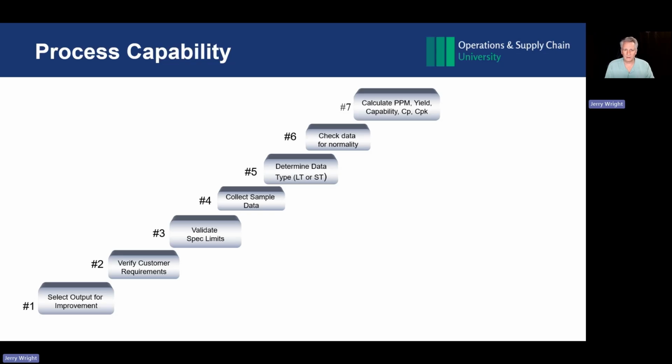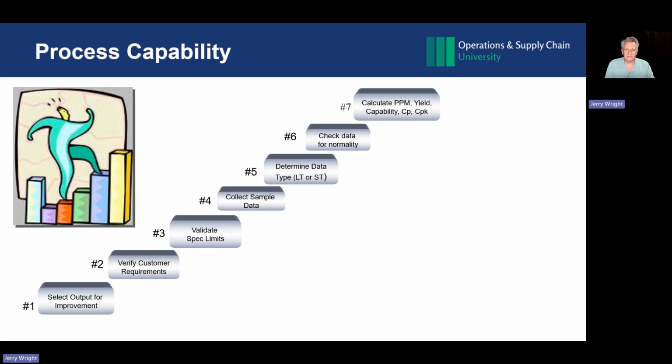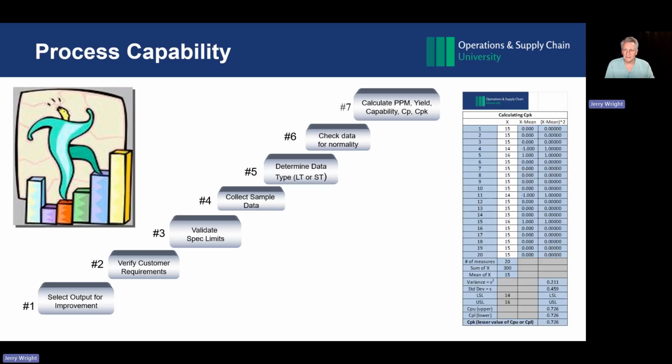measure it. Is it short-term or long-term? And for ours, it's all short-term. We don't have long-term data. Then make sure the data is normal. If you plotted it, is it a normal distribution? Most of them are, but that's an example of something you check on. And then finally, you calculate what's your CPK, what's your yield, what's your ppm. You can determine all that once you have the data. And this is a great way to establish process capability, is using these simple tools.